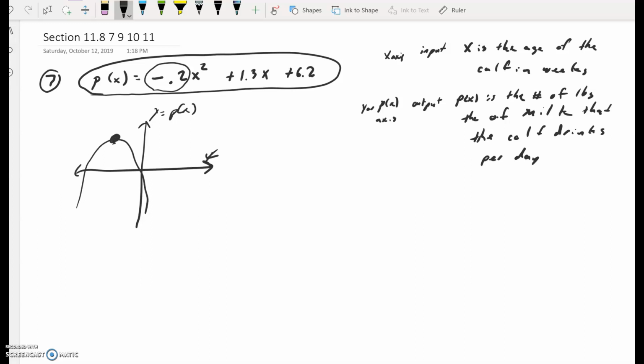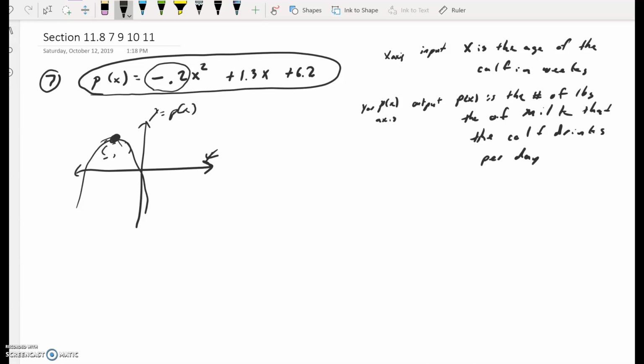And what is true at this vertex point? At this vertex point, the x value, that is the age of the calf in weeks, gives a maximum output, gives a maximum amount of milk that the calf drinks. So we can answer this question by knowing the x value that gives us that maximum milk production number. So where is the vertex?